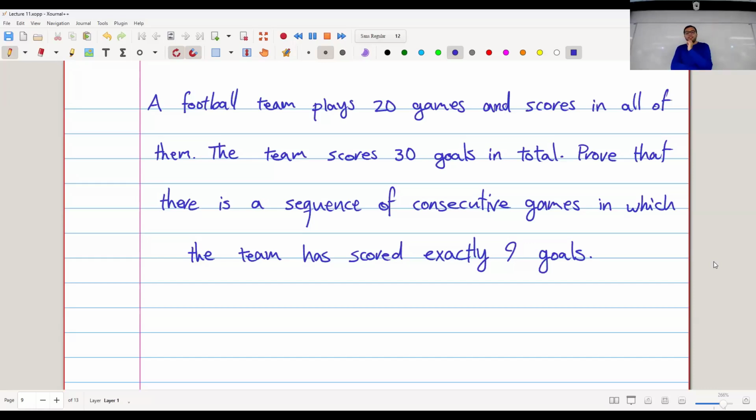And by the way, in the exam, if you see problems where they have just a bunch of numbers in them, it's either induction and you have to guess the formula and do induction, or it's pigeonhole.